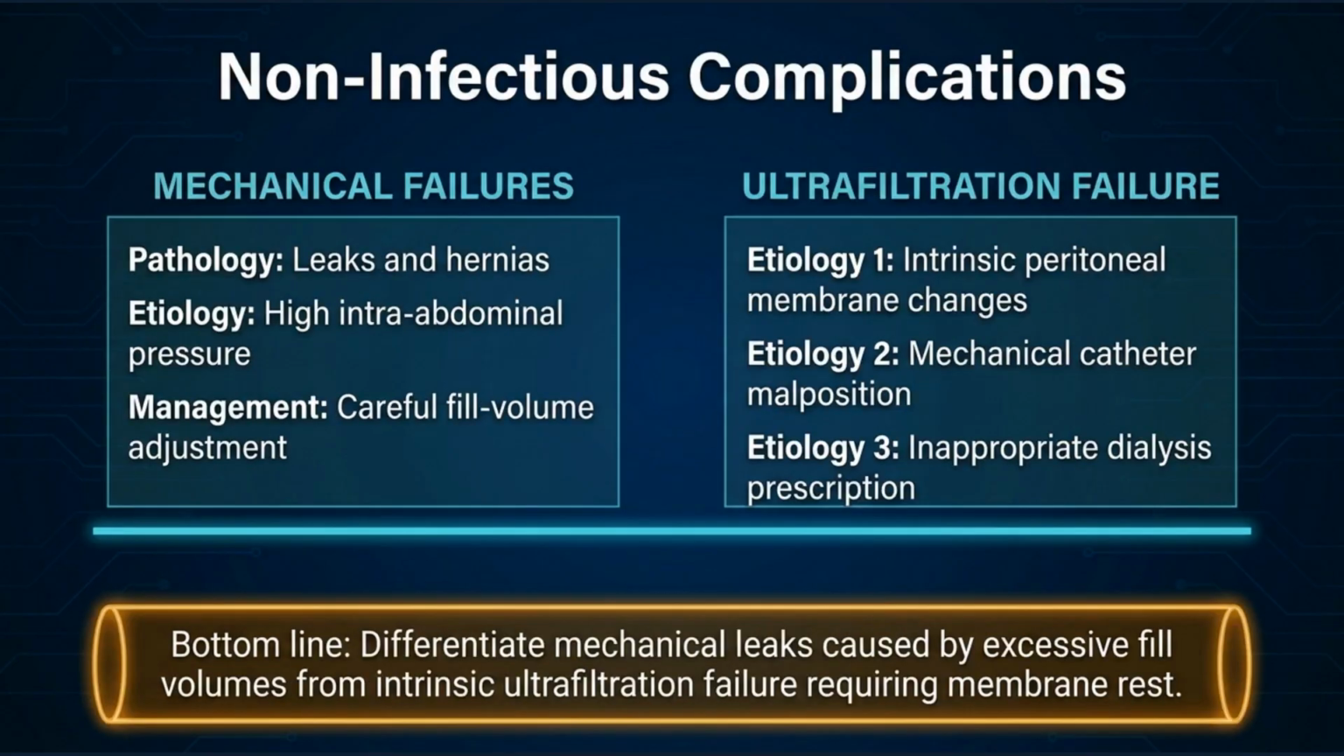Peritoneal dialysis is not without complications. Non-infectious complications include leaks and hernias, which are mechanically exacerbated by high intra-abdominal pressure. Managing them requires careful attention to fill volumes. Another non-infectious issue is ultrafiltration failure. This can result from intrinsic changes to the peritoneal membrane over time, mechanical issues like catheter malposition, or simply an inappropriate dialysis prescription. When a patient is not achieving the necessary ultrafiltration, a systematic evaluation of membrane function, catheter mechanics, and the current prescription is required before assuming the membrane itself has permanently failed.